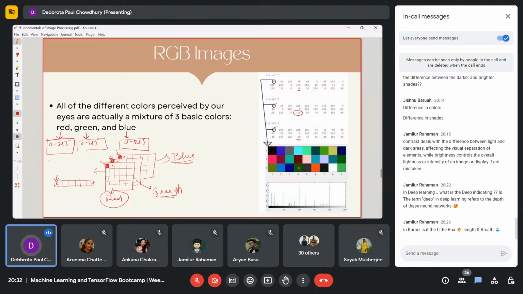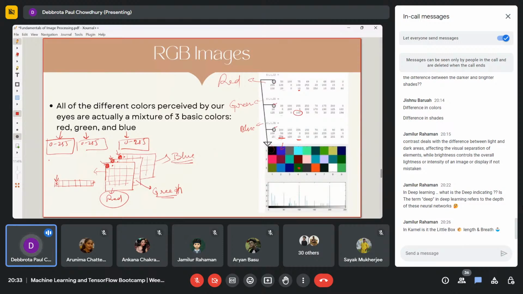If I'm getting, let's say, this one, which one? Blue. This is blue, so for the blue part, the blue is more. This is the blue channel, this one is the green channel, this one is the red channel. So if this pixel value in our image is blue, then more amount of blue is there, less amount of green and less amount of red.